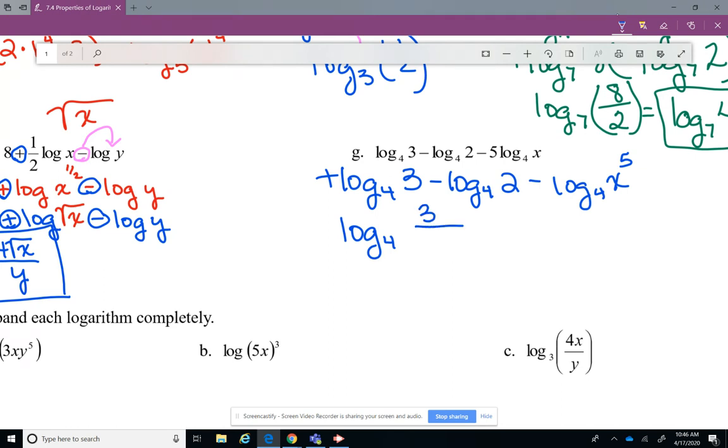Now there's a minus sign on the next one, so that's going to be divided by 2. There's a minus sign on the last one, so we're still dividing, so it still is going to stay in the denominator. If it's a minus in front of it, you're still dividing, you're still in the denominator. So that's going to be x to the 5th. Done. That one looked long, but it really was one of the shorter ones.